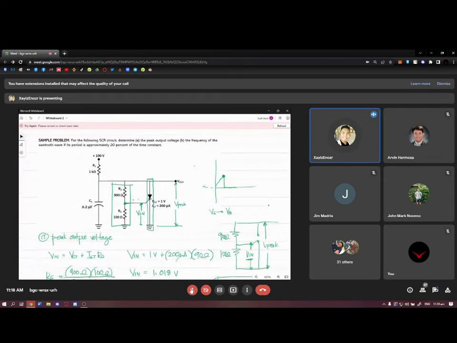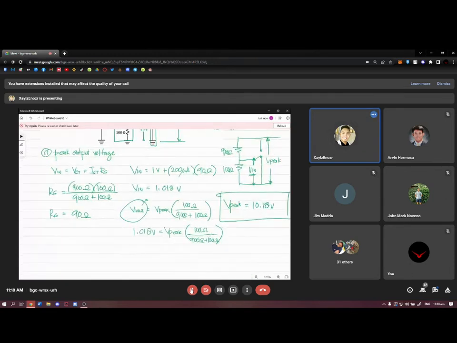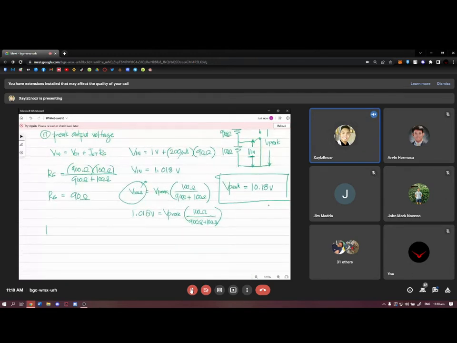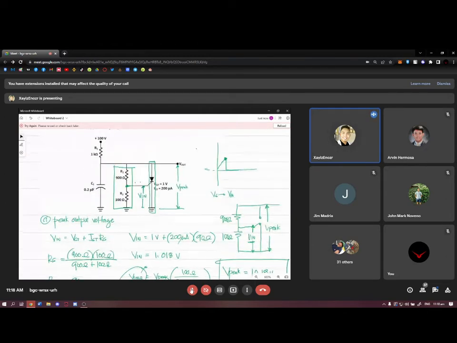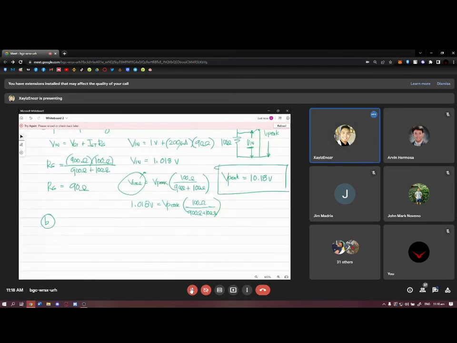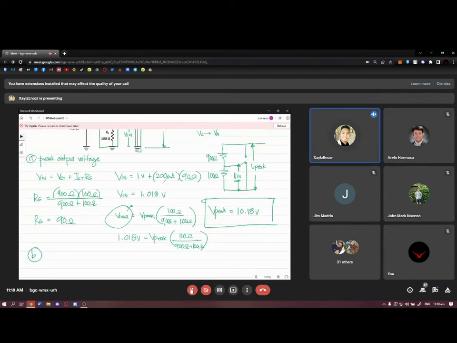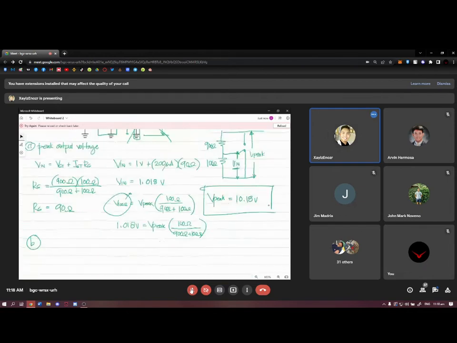The frequency of the sawtooth wave in this period is approximately 20% of the time constant. May frequency na tinatanong. Bakit may frequency? Meron ka kasi dito capacitor. So, may RC circuit ka. So, may frequency output yan. I-analyze muna natin. Kapag naka-off si SCR, ibig sabihin, wala tong part na to. So, ang meron ka lang is ito.